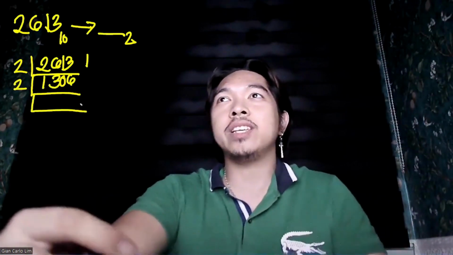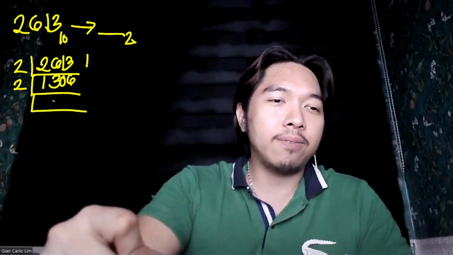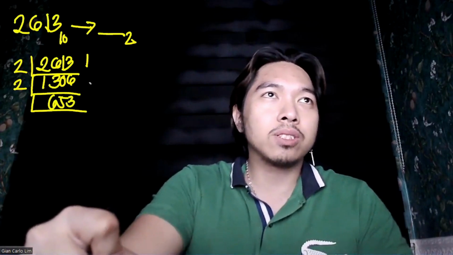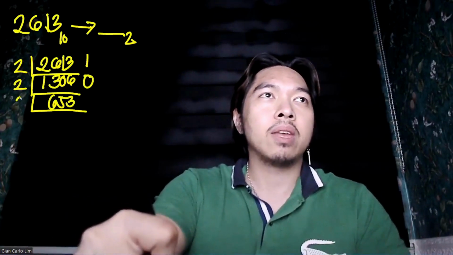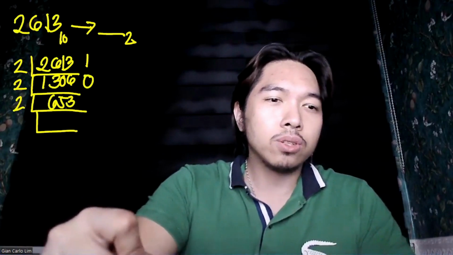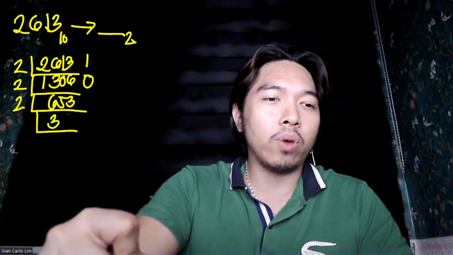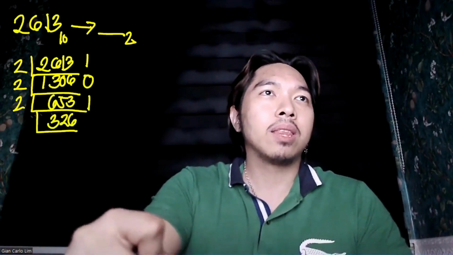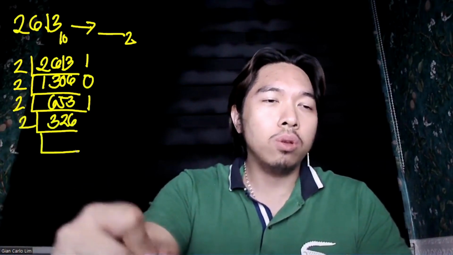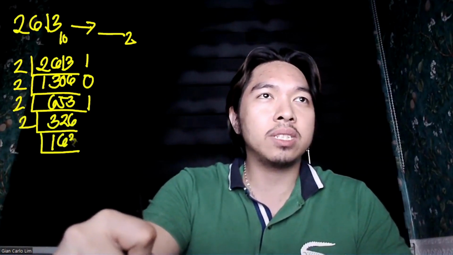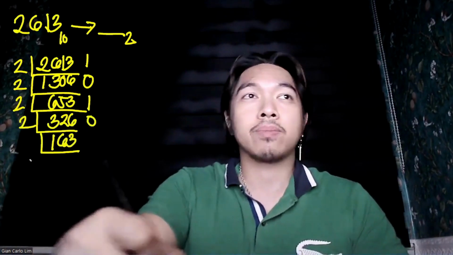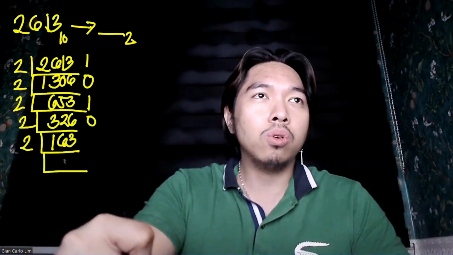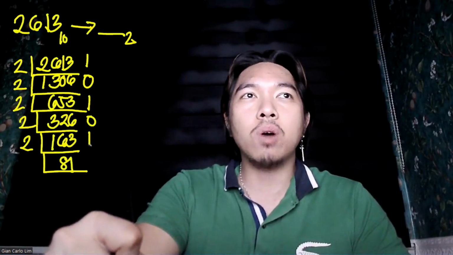1,306 divided by 2. So that would be 653. So wala tayong remainder. So this would be 0. Dividing this again by 2, so that would be 326 with a remainder of 1. 326 divided ulit by 2. So that would be equal to 163 at wala itong remainder. 163, divide natin siya ulit by 2. So that would be equal to 81 with a remainder of 1.